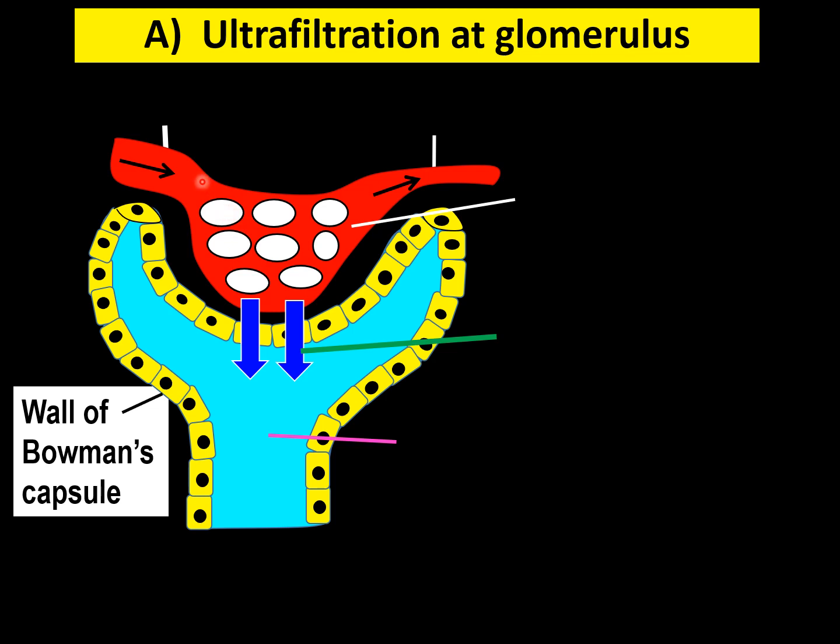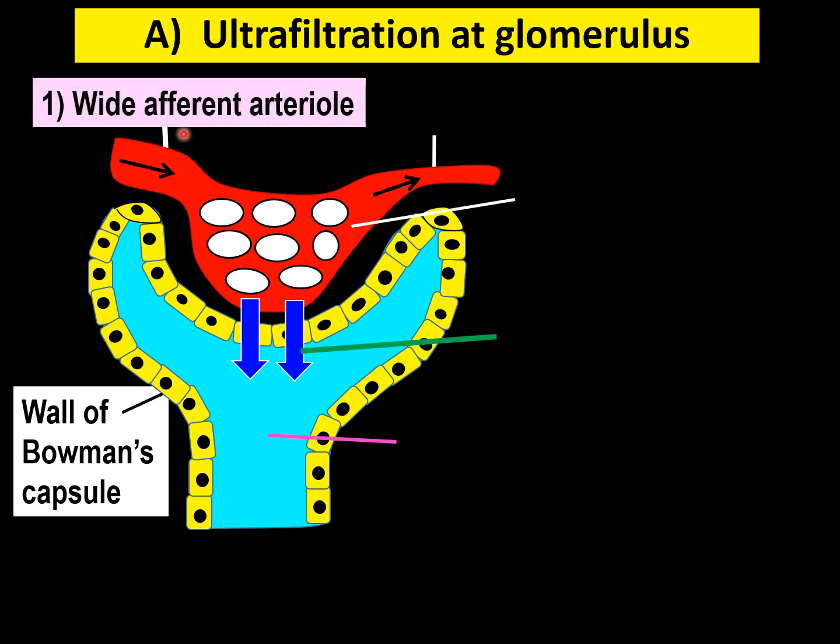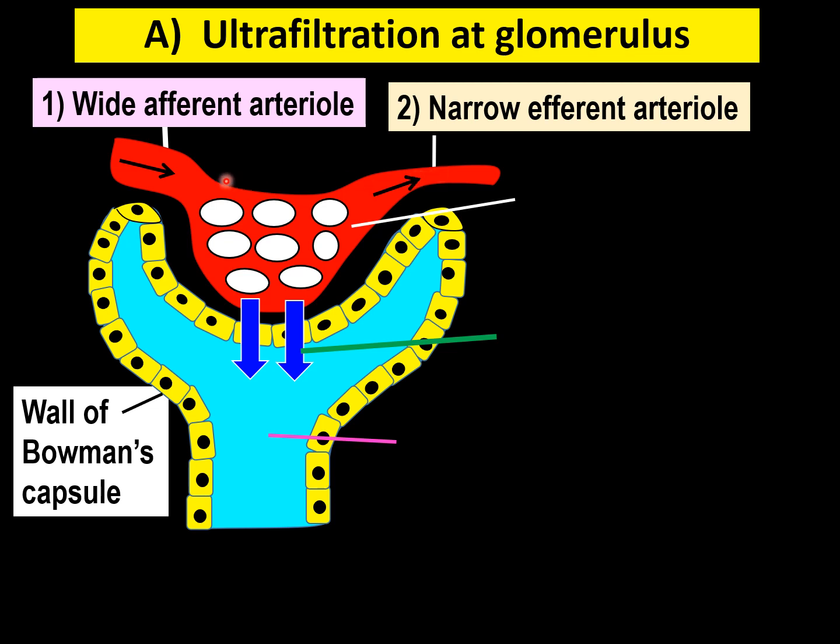Okay, so what is the adaptation of the blood vessel? If you look at this blood vessel here, it is called the afferent arteriole. The afferent arteriole is wider, or has a bigger diameter, than the efferent arteriole. The afferent arteriole carries the blood into the glomerulus. The efferent arteriole carries the blood out of the glomerulus.